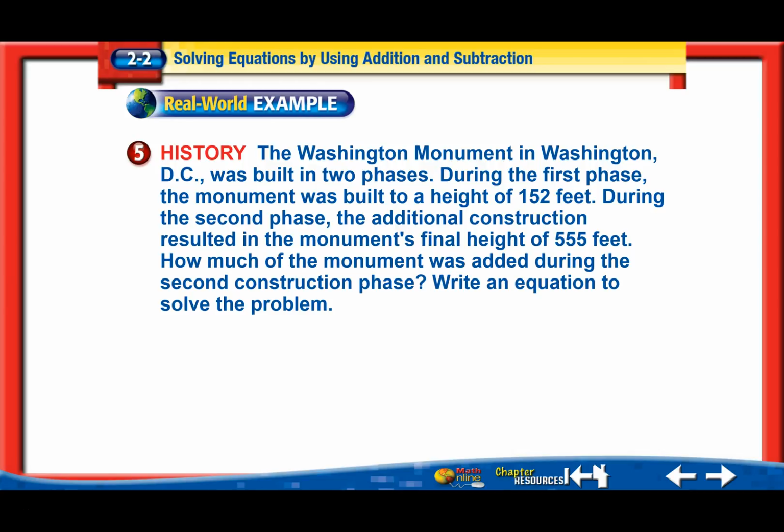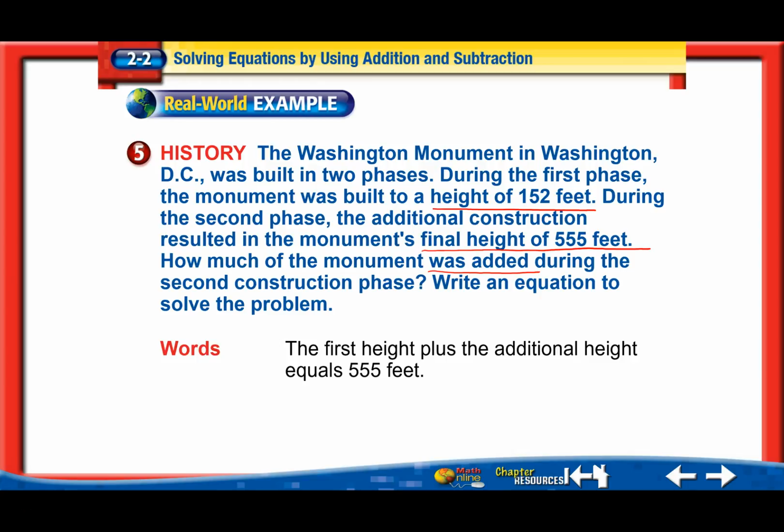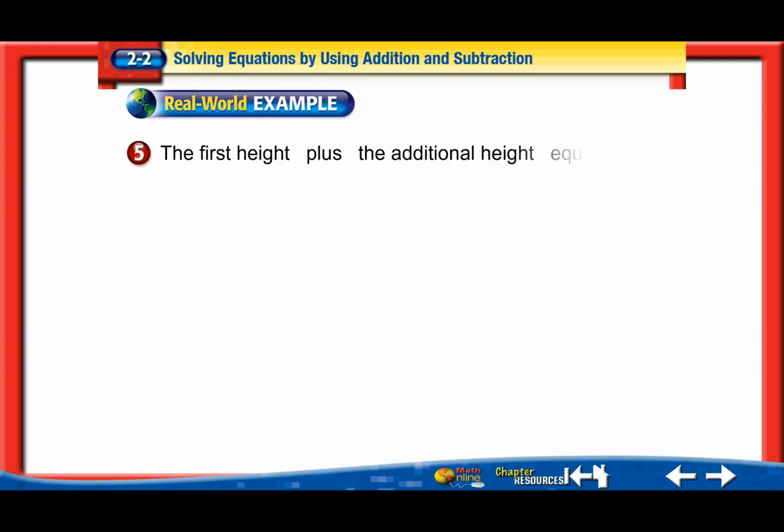So I would look at the height, a height of 152 feet. The monument's final height was 555. How much of the monument was added during the final construction phase? So write an equation to solve this problem. In words, the first height plus the additional height equals 555. So we're going to need a variable for this. They're going to use A, which is fine for additional height. I might have used H for height, doesn't matter.